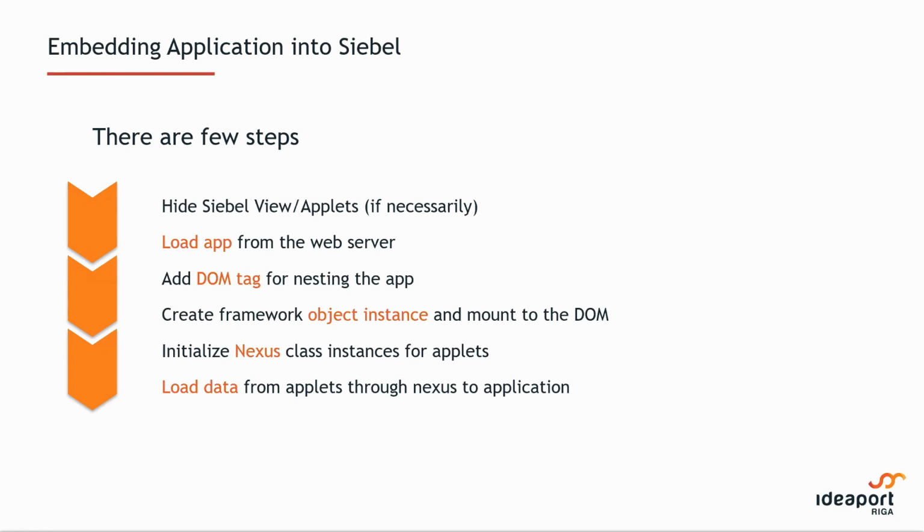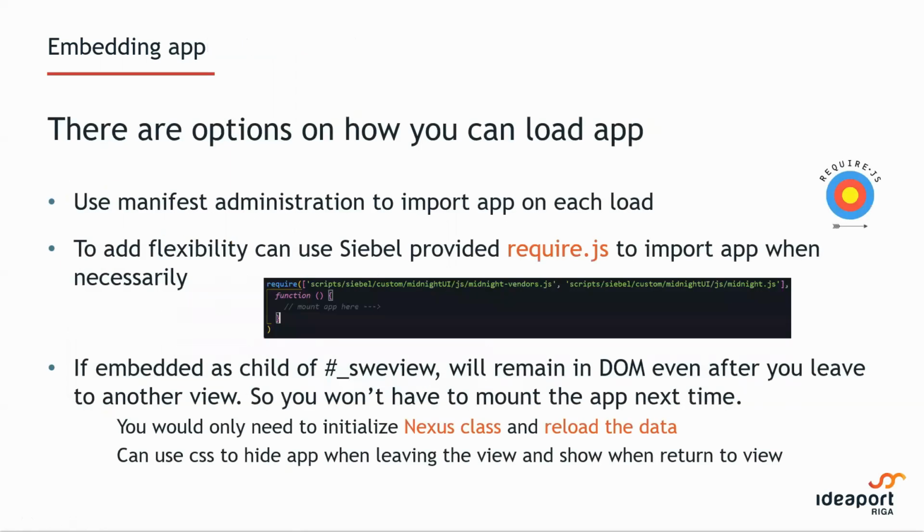And also some of that can run in parallel. So for example, you can create the object instance and load the data, initializing Nexus in parallel to optimize the loading time. There are options on how you can load the app. This one is the standard. You can use the manifest, assign it to the view where you want your application, and then it will be loaded when you enter this view.